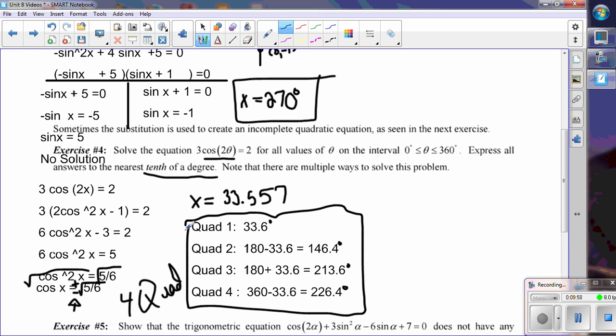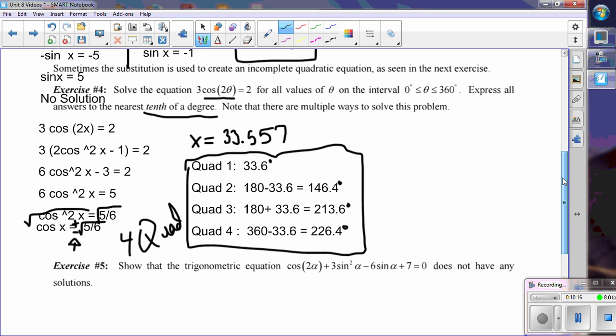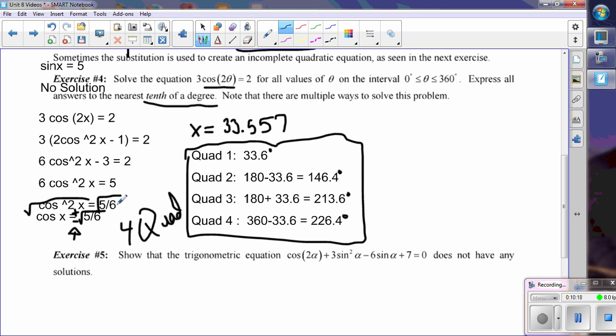If you had gone through and solved with the sine, you would have gotten a different number here, but when you were solving, you would have gotten this to be x, and all four of the quadrants would be the same. So the only place that it's different is up until this point. After you do the inverse, it will give you the same reference angle.